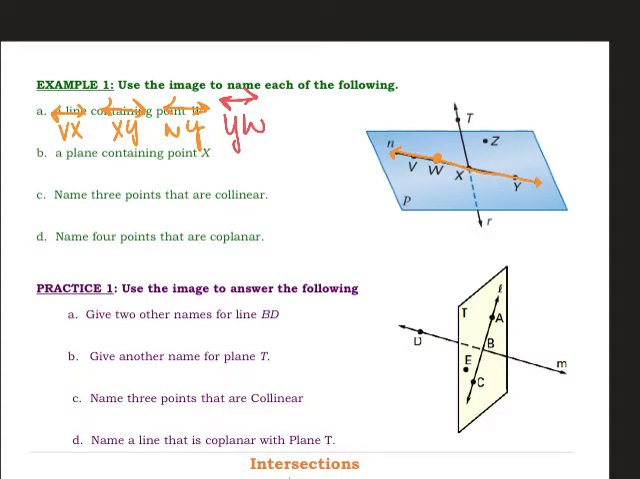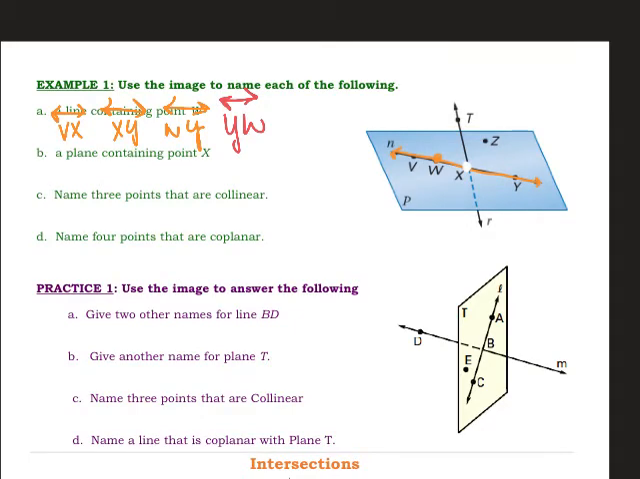Let's go to the next one. A plane containing point X. So here's point X. What is the plane supposed to look like on paper? Going sideways, kind of like a rectangle, right? Like a parallelogram. So how many points do I need to name a plane? 3. Good. Give me any 3 points in that parallelogram.